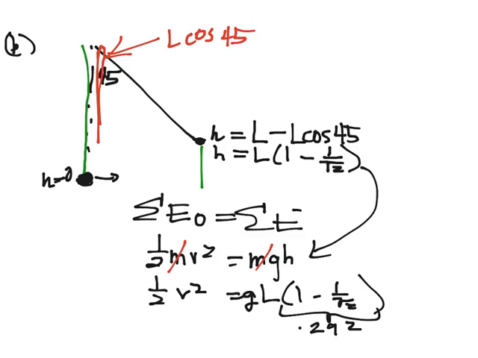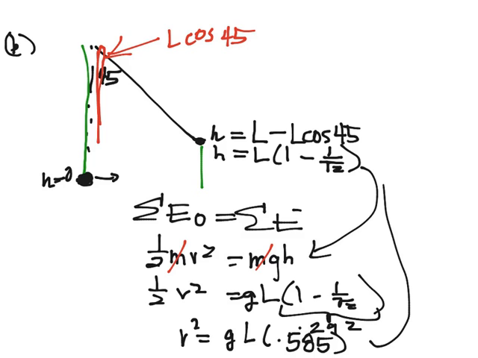To get rid of our factor of 1/2, we multiply that by 2, and so v squared is equal to g times L times 0.585. Okay, to find v, we take the square root, and we find that v is equal to about 0.76 times the square root of g times L.